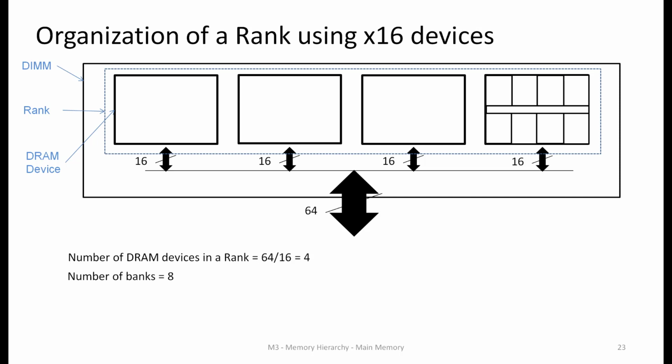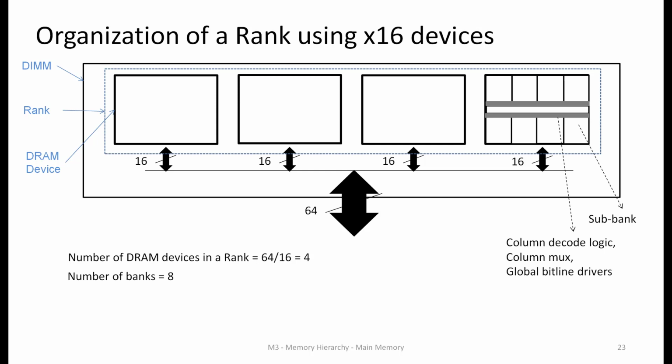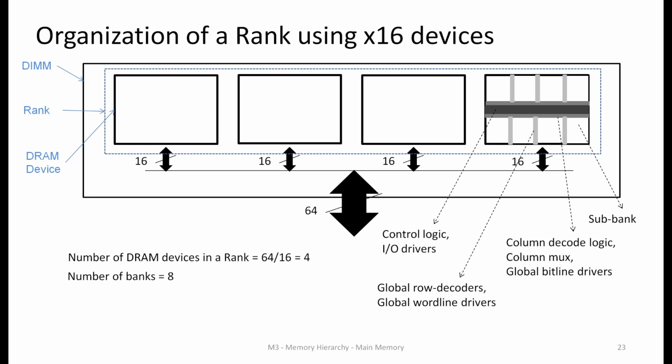Now when we say that each DRAM device has 8 banks, it means that each of these devices has 8 similar portions, which are called sub-banks. There will be some peripheral circuitry across the x-axis of the chip. Typically, it would be the column decode logic, column mux, and the global bitline drivers. And on the y-axis, each of these sub-banks will have its own row decoders and global word line decoders. And some common area is there in the chip which has the control logic and all the IO drivers, which eventually drive the 16 bits of data from the sub-bank to the periphery of the DIMM.